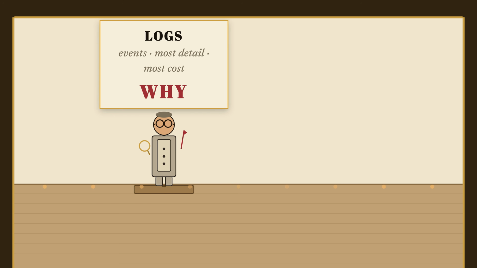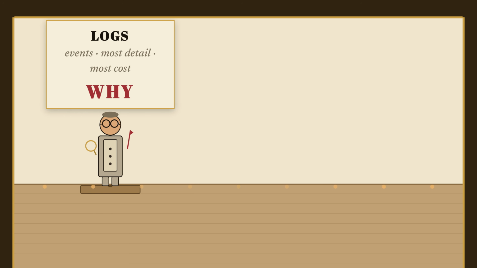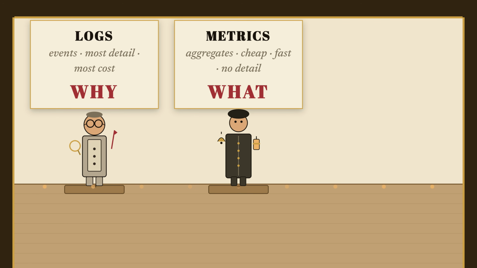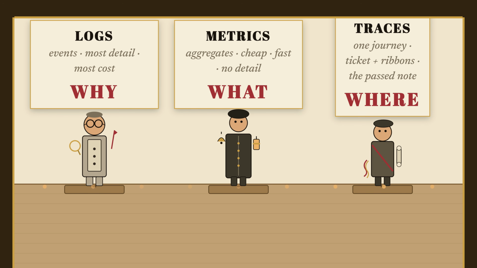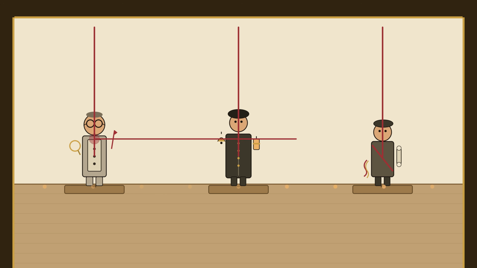Logs, detailed events, time-stamped. The most detail at the most cost. They tell you why. Metrics, numbers over time, cheap and fast, good for dashboards and alerts, but no detail. They tell you that something's wrong. Traces, one request across every service from a trace ID and a tree of spans, carried in the headers. They tell you where. And the trace ID running through all three is what ties them into one picture.